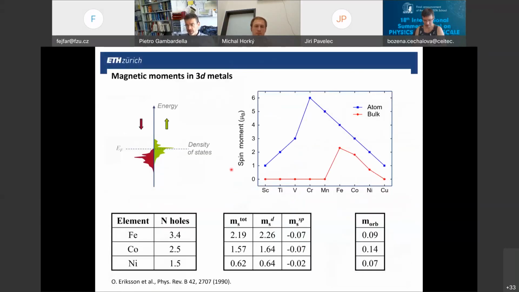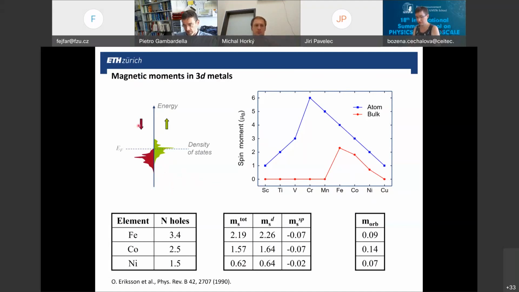So I'd like to start really from the basics. So to notice that we have magnetic moments that survive in some of the metal elements, in particular in the 3d metals, iron, cobalt, nickel. And the spin magnetic moments that survive in these materials are due to the unbalance between the filled and unfilled majority and minority spin states.